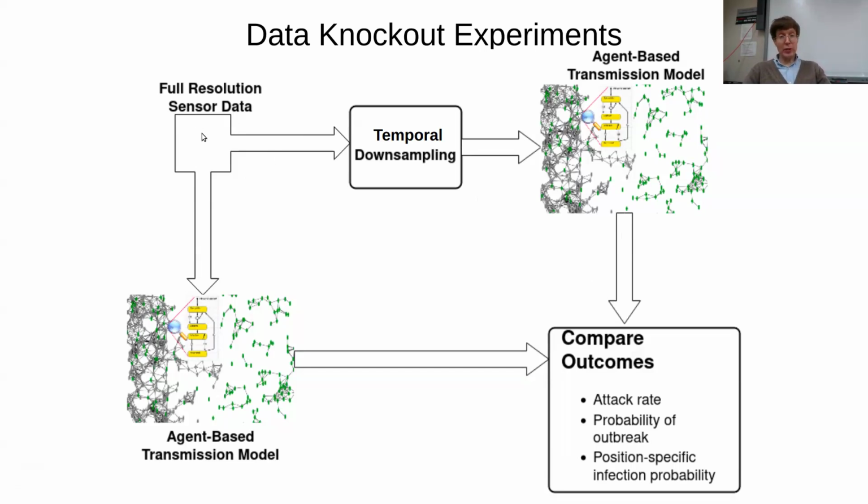If we have full resolution sensor data and we aggregate it up in time, so all we do is we have data on people's connections every 5 minutes, and instead we aggregate it up so they have one network per day, or even more so, one network for the entire study, say weighted. And then we have a simulation model that simulates the spread of infection over that, and we get some outcome from that. Versus if we take the full resolution sensor data, we have some agent-based transmission model, we get some outcomes, we compare the outcomes.